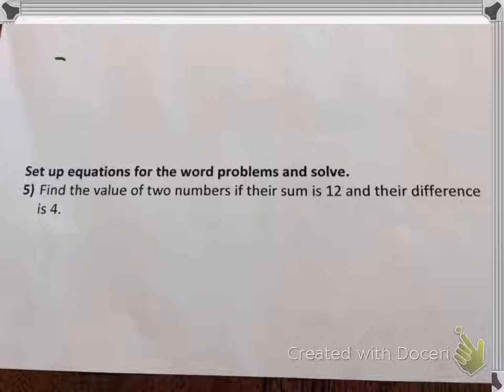So number 5 says, find the value of two numbers if their sum is 12. Well, first of all, we need to decide what our two numbers are. So maybe we should call our numbers x and y. And then we need to decide what sum means. Sum means add. So if the two numbers sum to 12, then we know x plus y equals 12. And then it also says that their difference is 4. Well, difference means to subtract, which means x minus y equals 4.